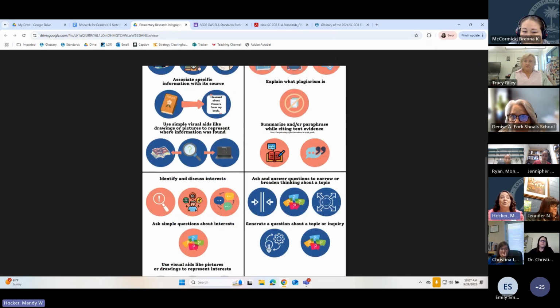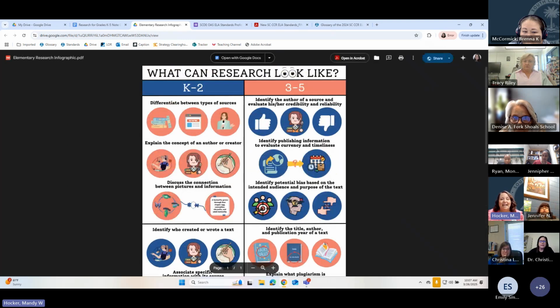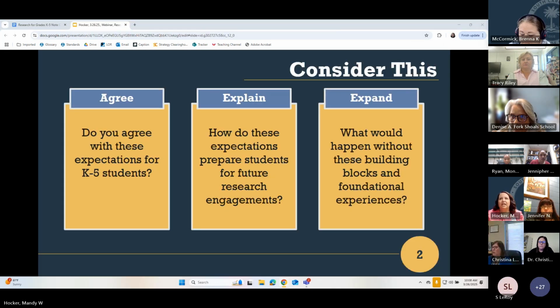I'd like for you to explore this document and respond to those questions on your note catcher. As you review that infographic or that sketch notes document, I want you to drop into the chat: Do you agree with the expectations outlined for kindergarten through second grade and 3 through 5? Do you disagree? And how do you see this in the classrooms that you support?